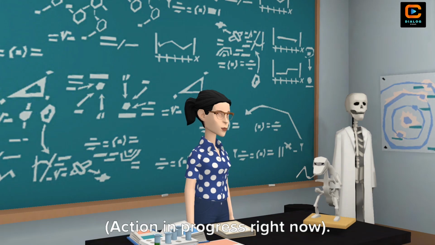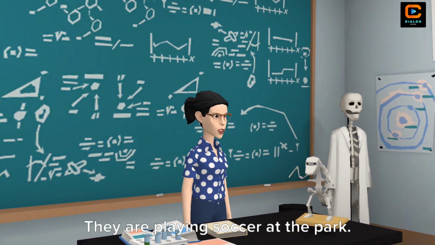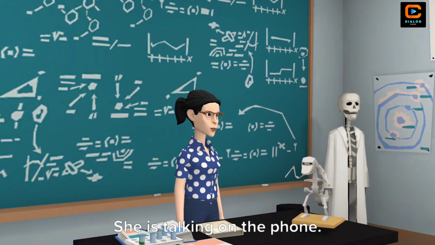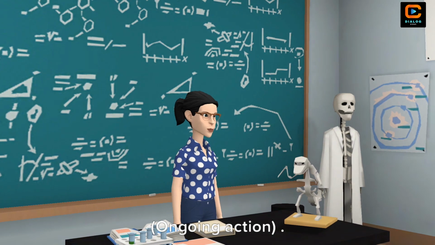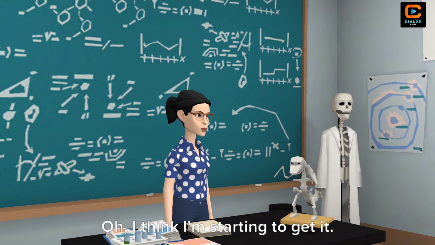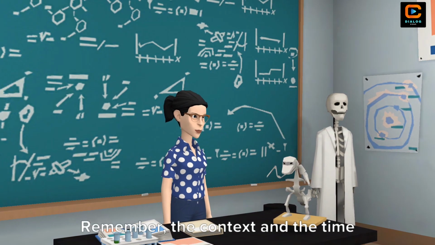Present continuous tense, 1. I am reading a book. Action in progress right now. 2. They are playing soccer at the park. Current action. 3. She is talking on the phone. Ongoing action. Oh, I think I'm starting to get it. Thanks for the examples. You're welcome, Julian.